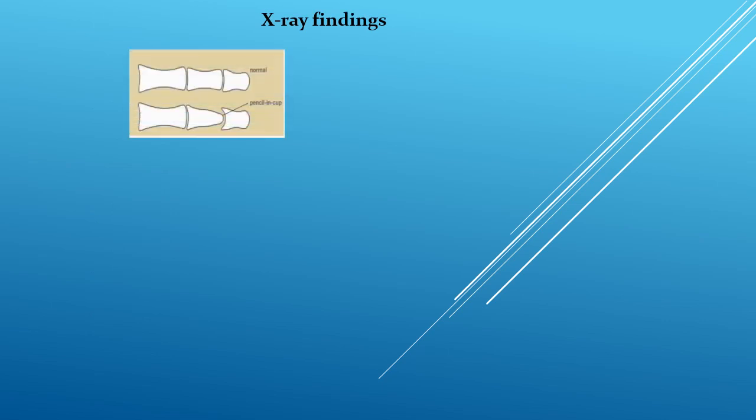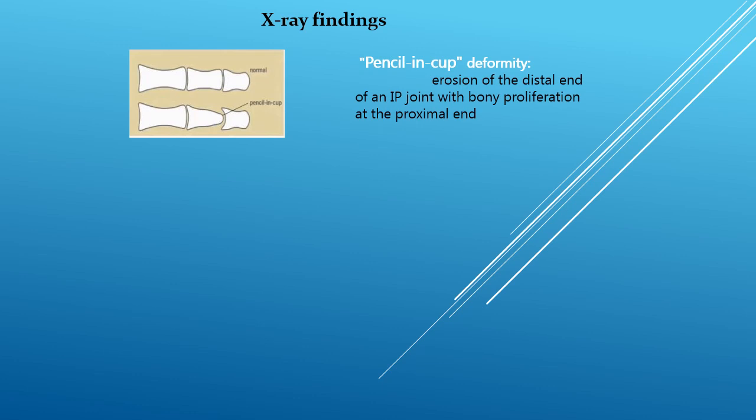There are some important radiological findings in psoriatic arthritis. First one is the pencil-in-cup deformity. It is due to erosion of the distal end of an interphalangeal joint with bony proliferation at the proximal end, so that it looks like a cup with a pencil in it.